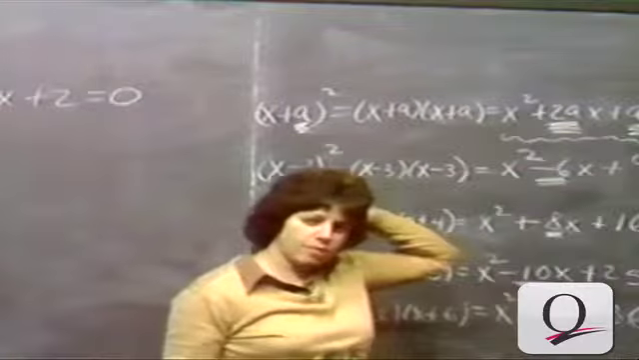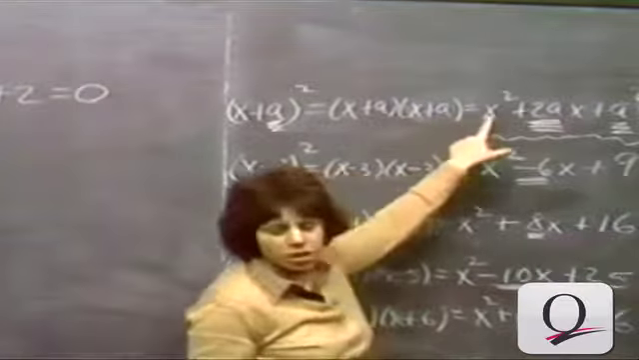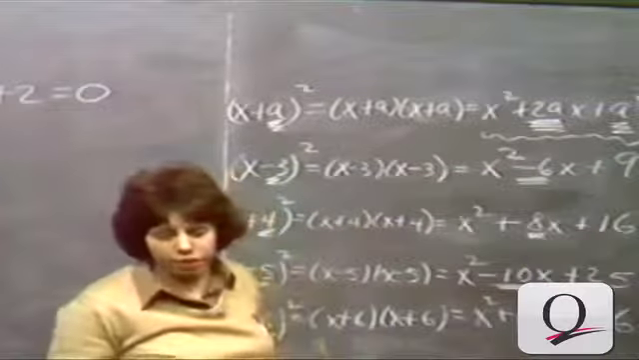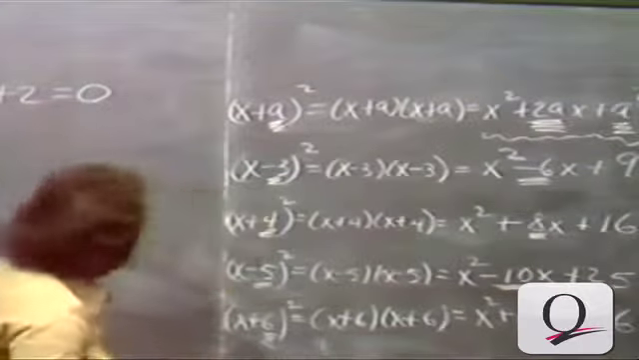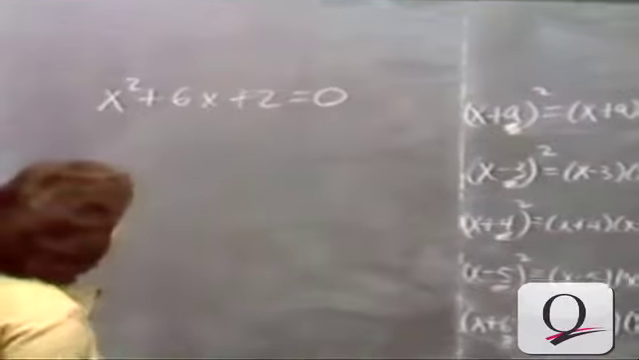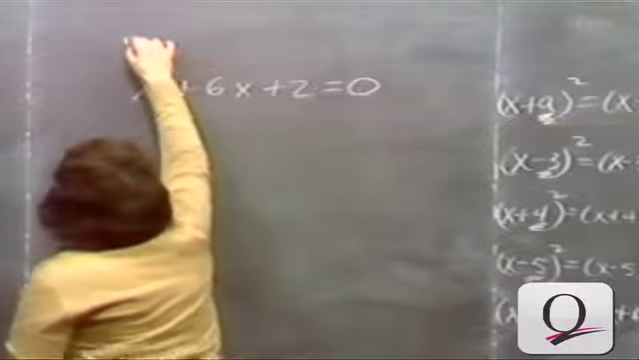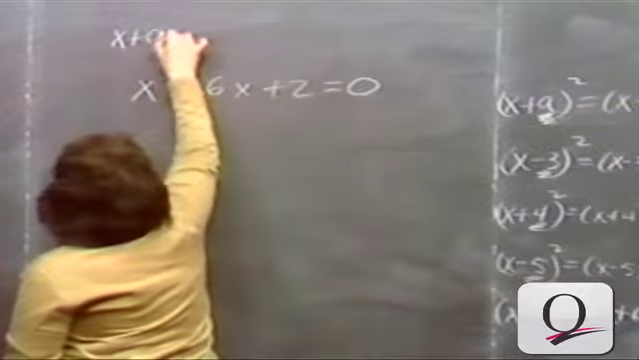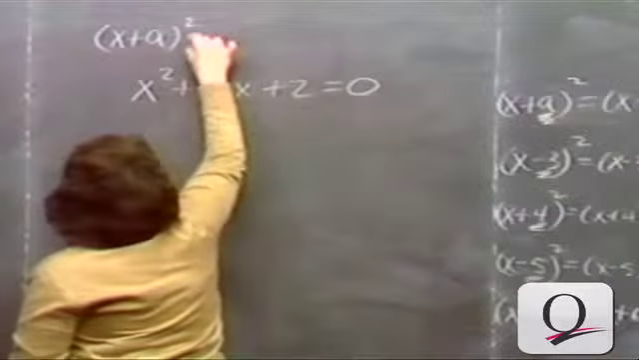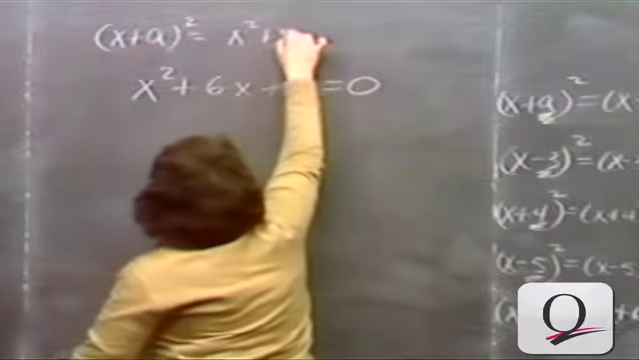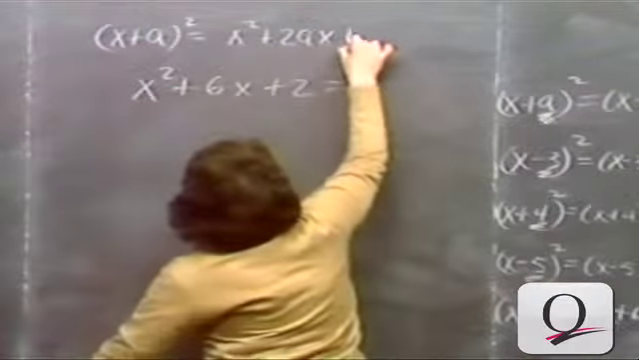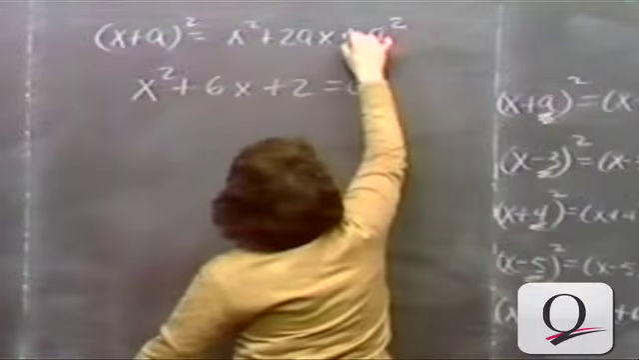We'll see in a later example if the coefficient of x squared is not equal to 1, we will divide through by that number to start. Okay, we'll get to that later on. So all I want you to have on top here is that x plus a squared is x squared plus 2ax plus a squared. We'll need that.